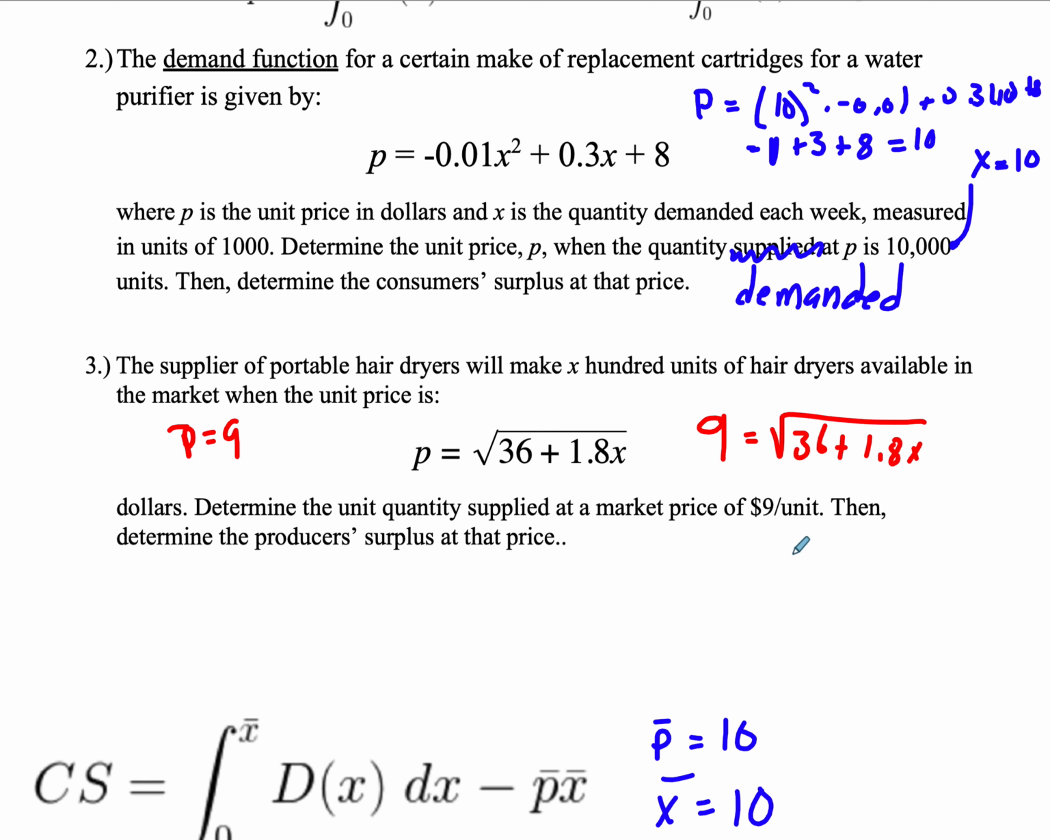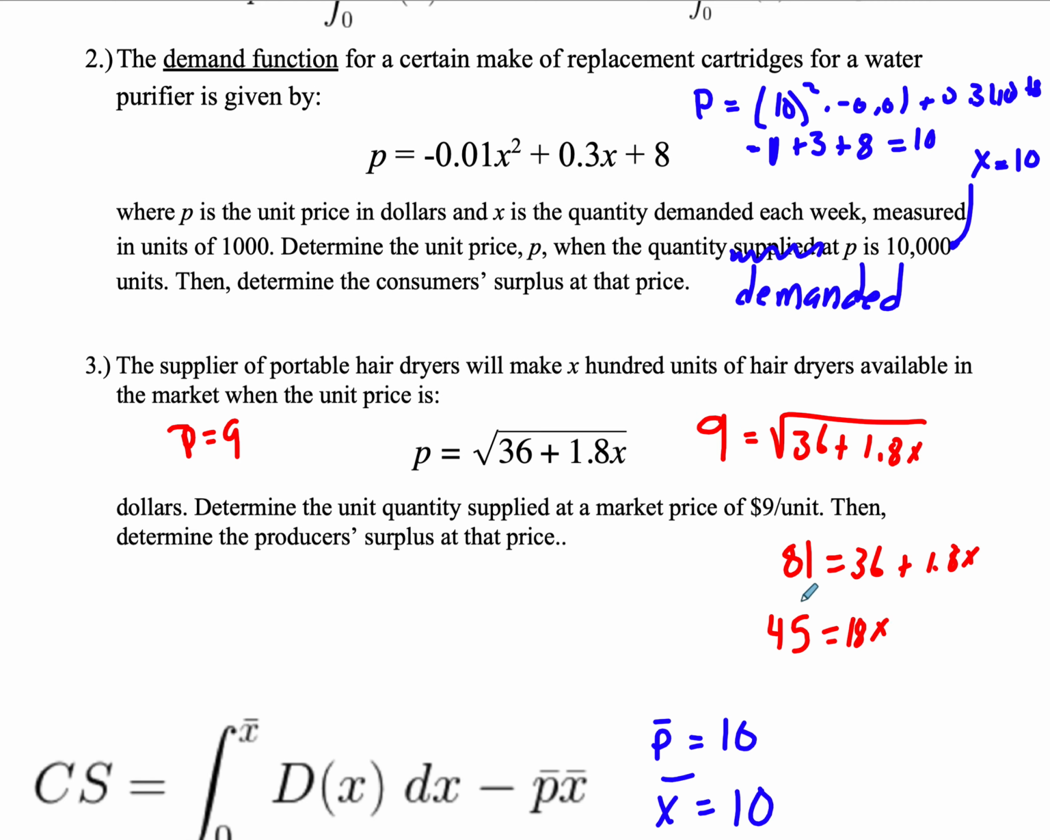To get rid of the square root, I square both sides. So 81 equals 36 plus 1.8x. Okay, then I subtract 36 from both sides. I get 45 equals 18x.